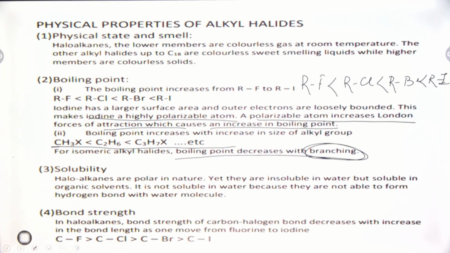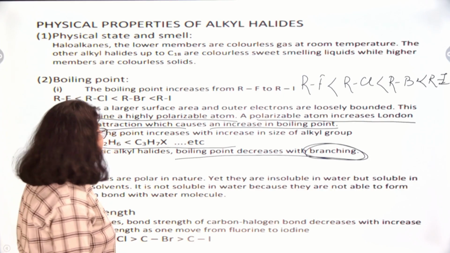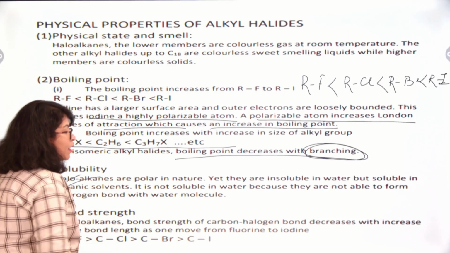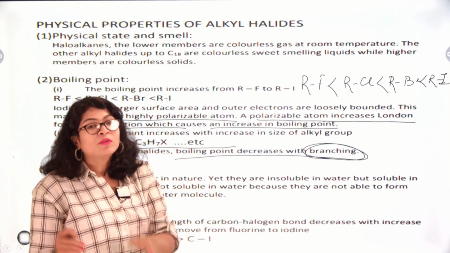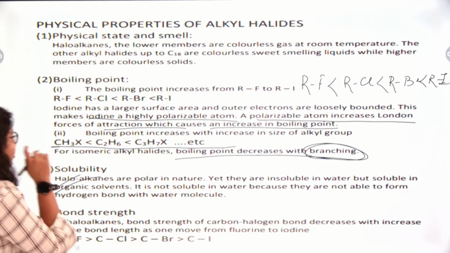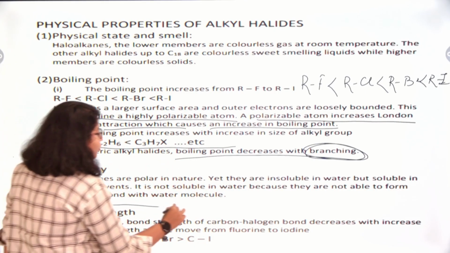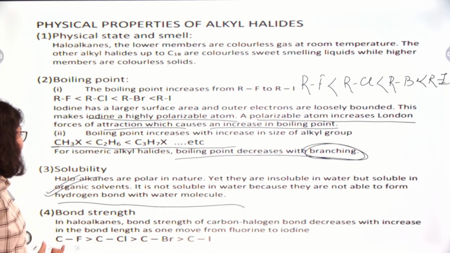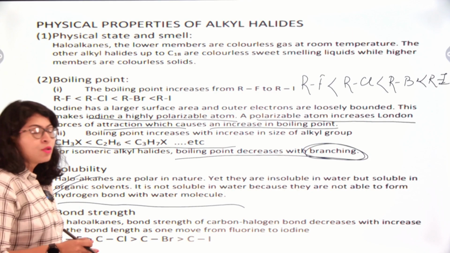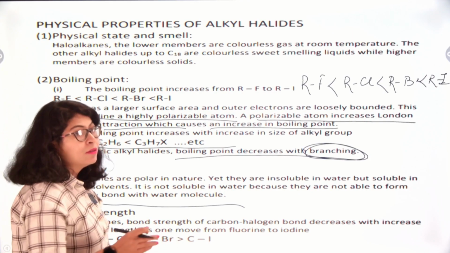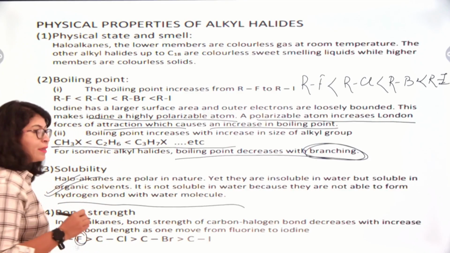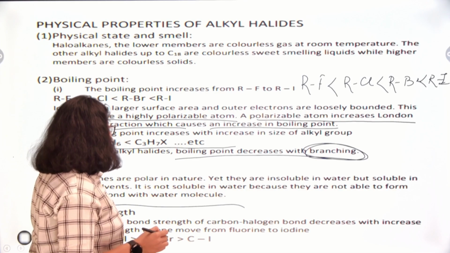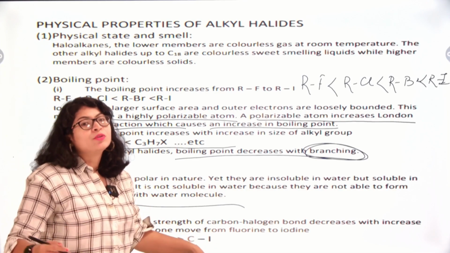If I see the solubility, then haloalkanes are polar in nature, yet they are insoluble in water but soluble in organic solvents, because they are inefficient in forming hydrogen bonds with the hydrogen atoms of the water molecule. If I see the bond strength, then the bond strength goes on increasing with the electronegativity of the halogen atom. So, fluorine, being most electronegative, has the highest bond strength, and when we move from chlorine to bromine and iodine, this gradually goes on decreasing.